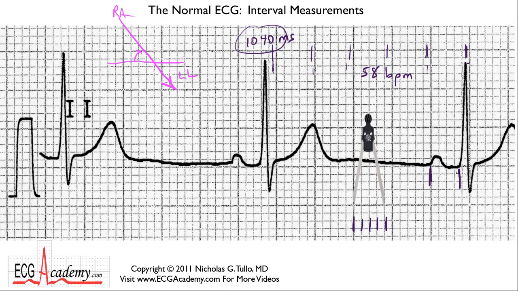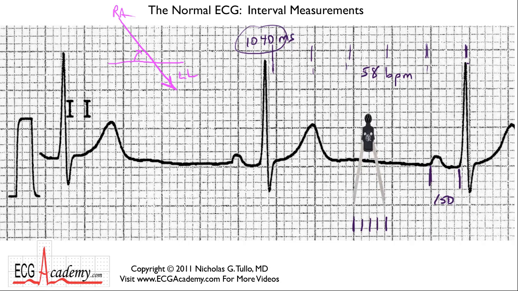Now, if you're off by 10, it's no big deal. A lot of times it's really hard to put these calipers on precisely, but try to be within 10 to 20 milliseconds in your measurement. So we're going to call this PR interval 150 milliseconds because I can actually see it with my eyeballs. I think maybe the calipers, we should have made them a little smaller, but you have to use your eyes.